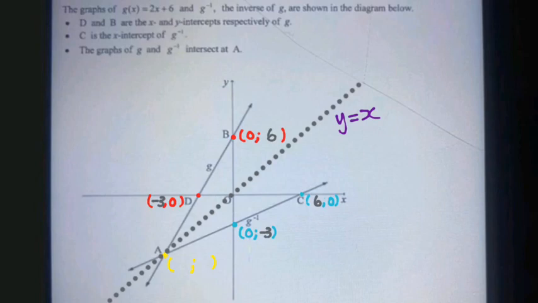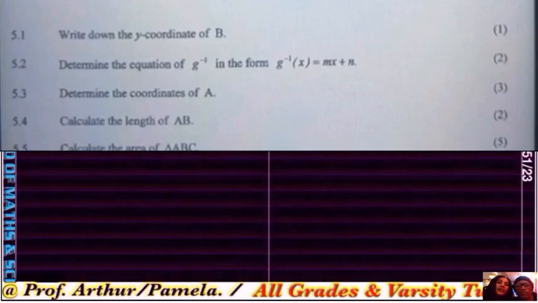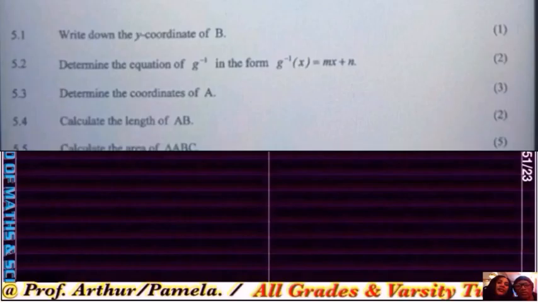All right, so I'm going to remove this line for now. You'll see the x and y will be exactly the same. All right, so now let's go back here. Number 1, write down the coordinates. Can you see? They want the coordinates. We are ahead of them. The coordinates of B, 0 and 6. So we got 0, semicolon, and 6.